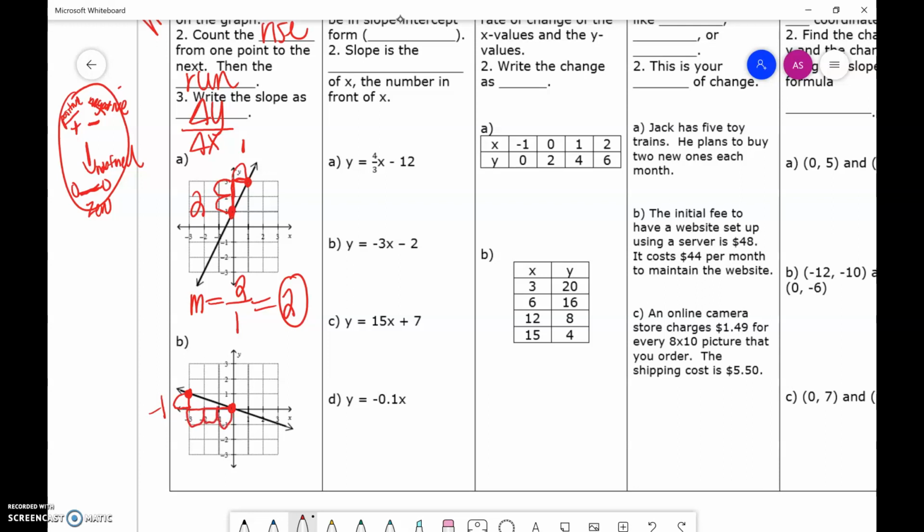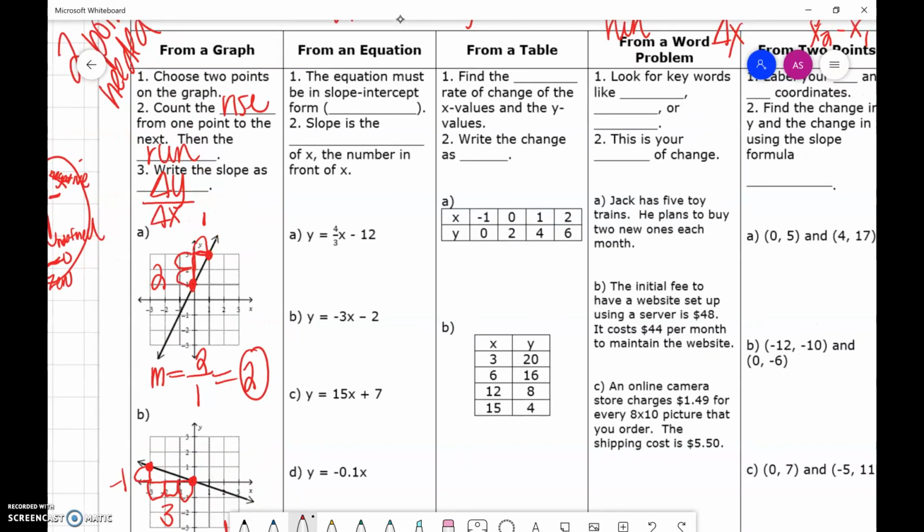Then I have 3 over. Okay, so my m, remember we put y over x, or my vertical change over my horizontal change. So we have m equals negative 1 over 3, and that's simplified. So we're good to go.